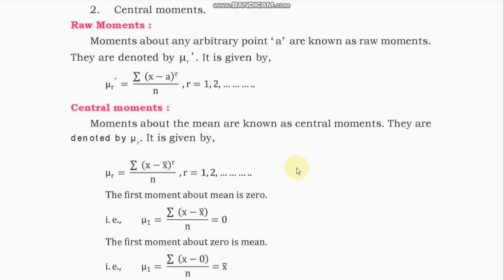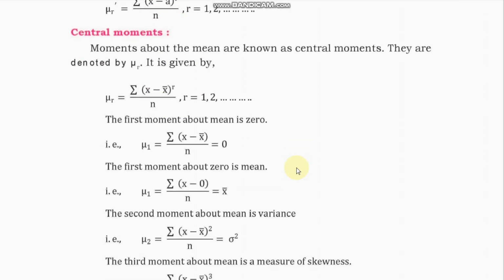Okay. Now some of the central moments derived here: the first moment about the mean is 0. That is mu1 is equal to summation of (x minus x bar) divided by n will be 0. Obviously, here the numerator is one of the properties of arithmetic mean. That is, if you take deviations from arithmetic mean and if you add those deviations, your answer will be 0. Hence, the first moment about mean will be 0.